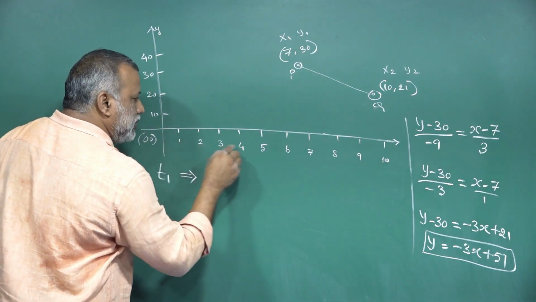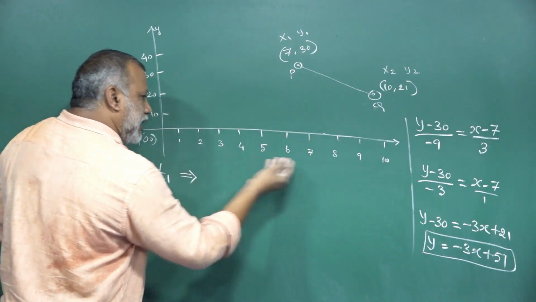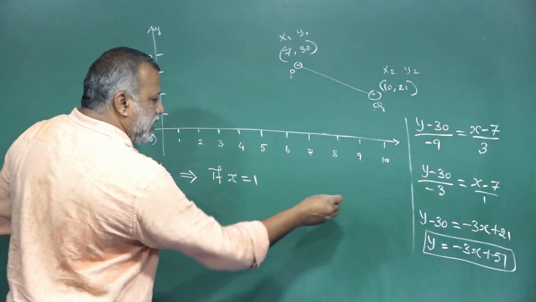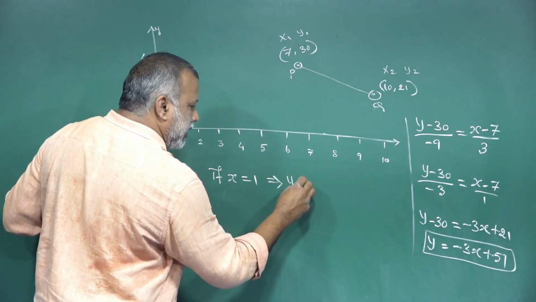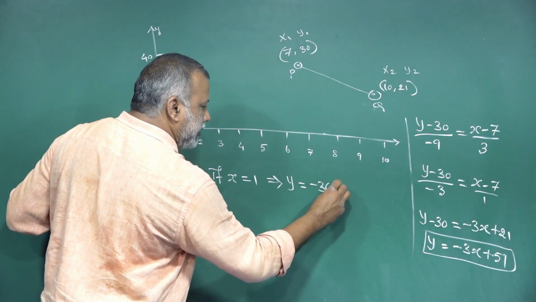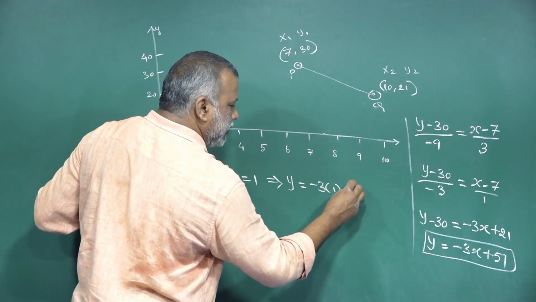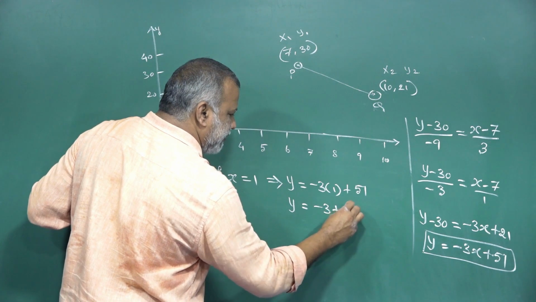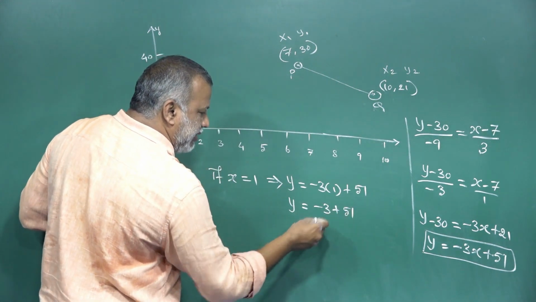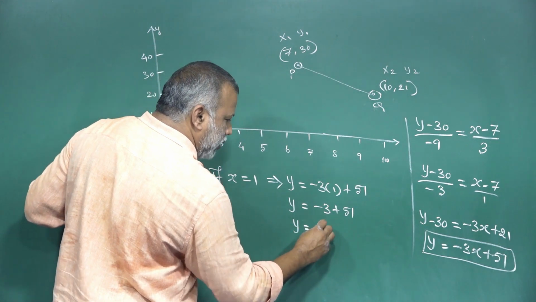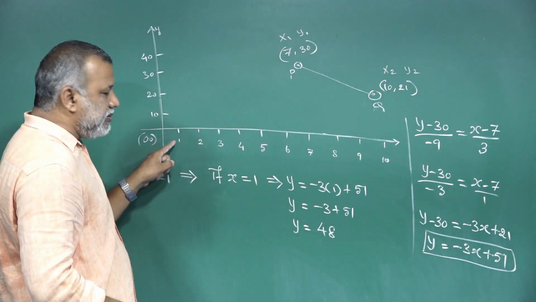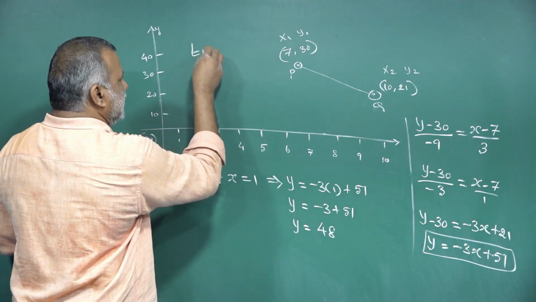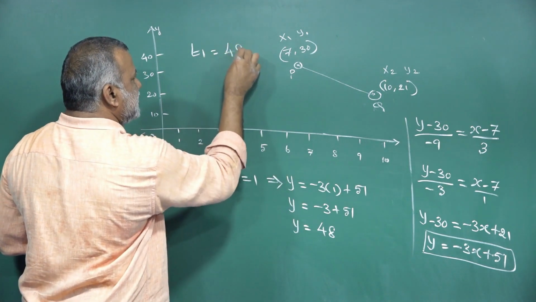So 1, 2, 3 on the x-axis denotes the number of terms. If x equal to 1, then what is the value of y here? That means y equal to minus 3 times x, replaced by 1, plus 51. That means y equal to minus 3 plus 51. 51 will be simplified with minus 3, we can get y equal to 48. That means the first term, if x equal to 1, we can get 48. The result T1 equal to 48. This is the first term.